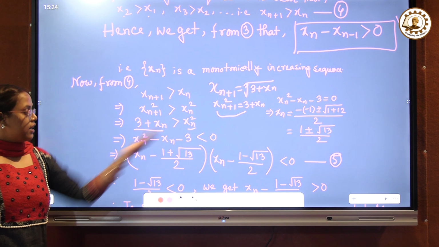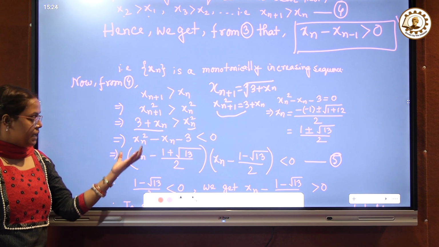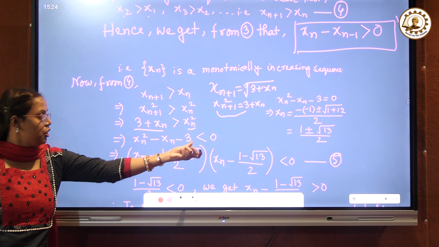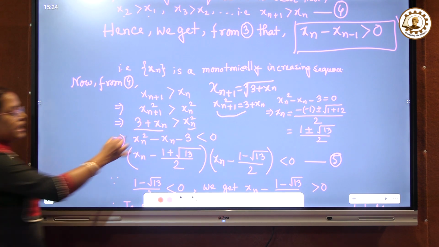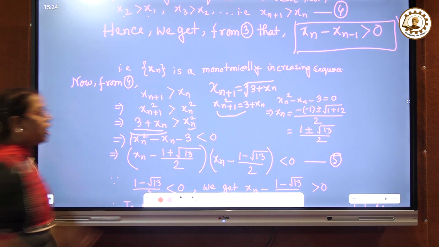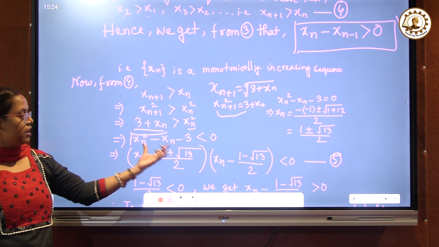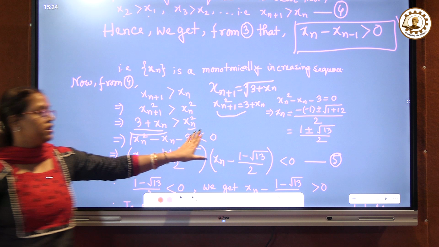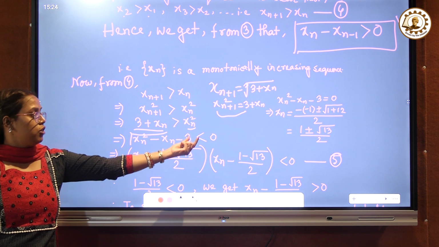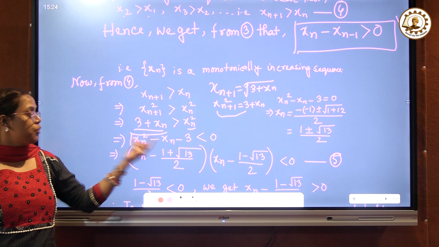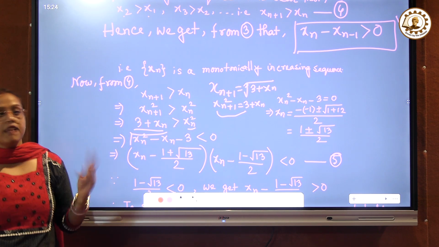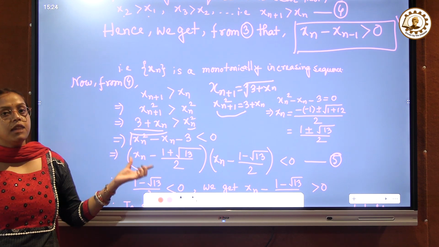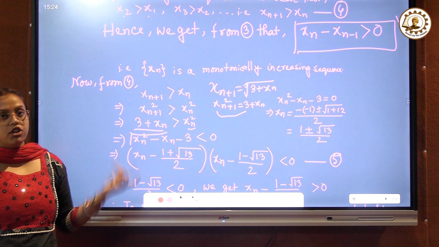Now all the terms are taken on the same side and we get the relation x_n square minus x_n minus 3 less than 0. Okay, we get this relation. See, this is a quadratic relation and now we have to factorize this. So how can we factorize this quadratic equation? If this less than 0 does not hold, if it is equal to 0, then this will be a quadratic equation. So we can factorize this in two ways, either by middle term or using Sridharacharya's rule. If middle term cannot be done, then we use Sridharacharya's rule.